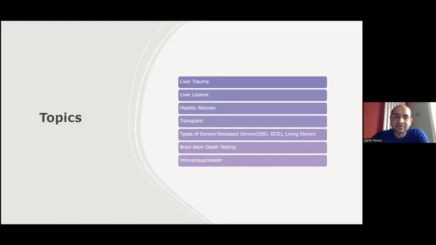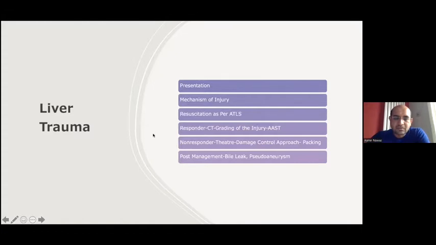The first is liver trauma. Liver trauma is important. It's the second most commonly injured solid organ in any blunt trauma abdomen after the spleen. And because the liver is protected by the right rib cage, it needs a lot of force for it to be damaged. Mechanism of injury is very important.